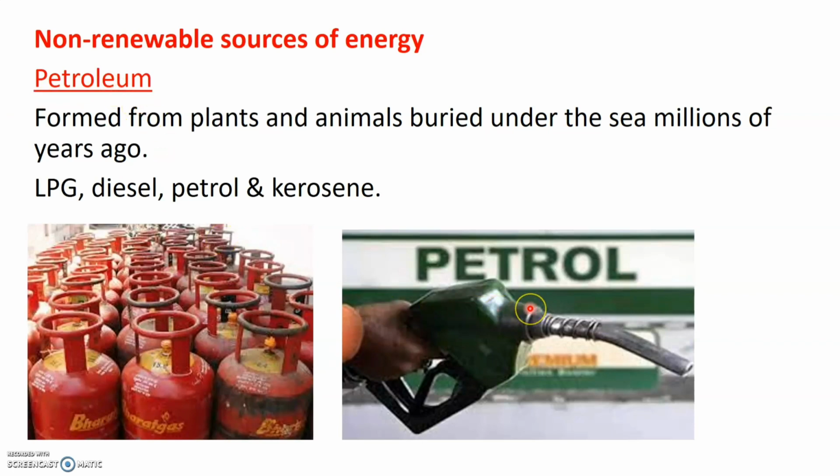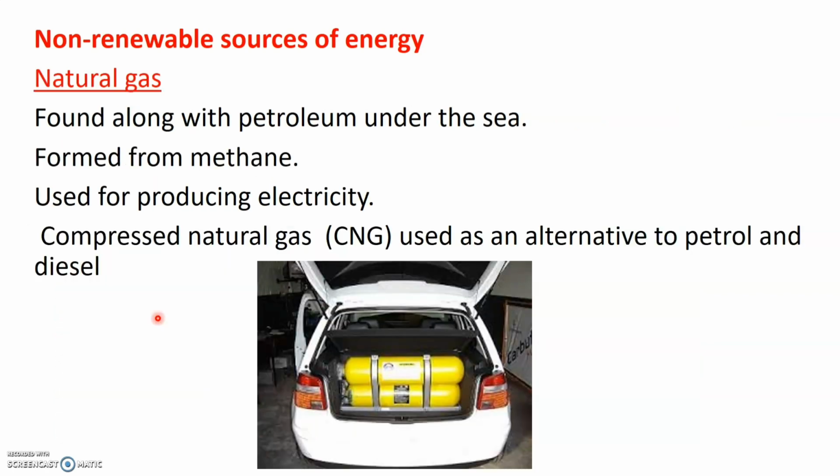Now we know that petrol and diesel are used as fuel in automobiles, that is in vehicles. And LPG and kerosene are used as a fuel mainly for cooking purposes. So in addition to coal and petroleum, another non-renewable source of energy is natural gas. Now, natural gas is also found along with petroleum deep under the sea. Natural gas is mainly formed from a compound known as methane.